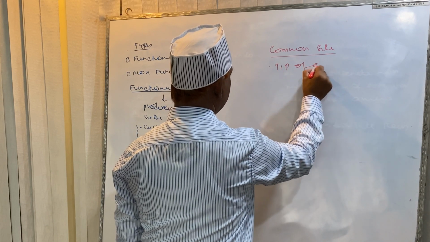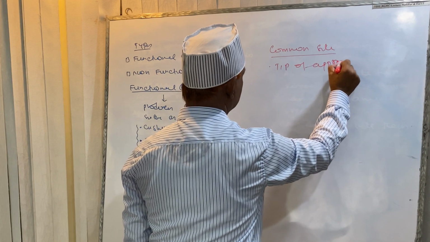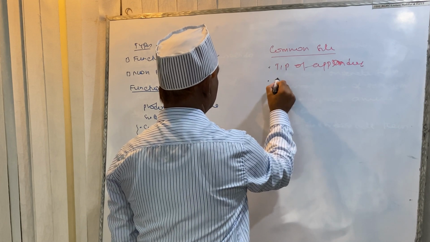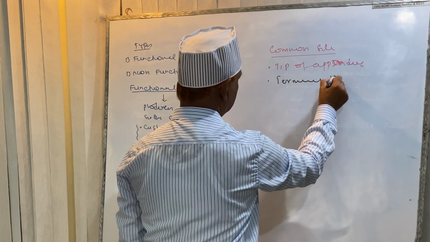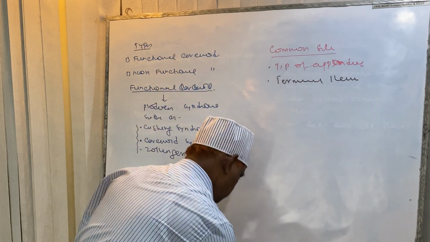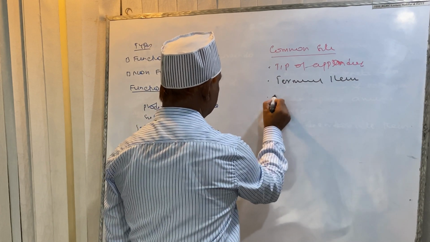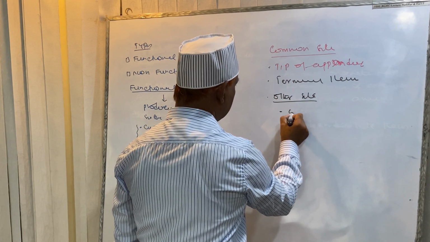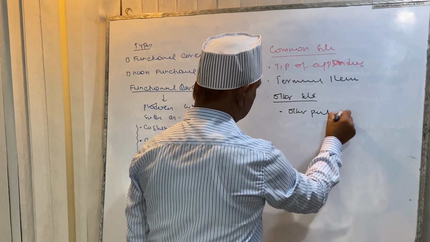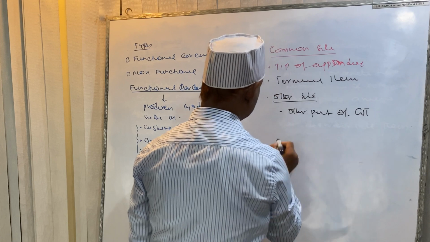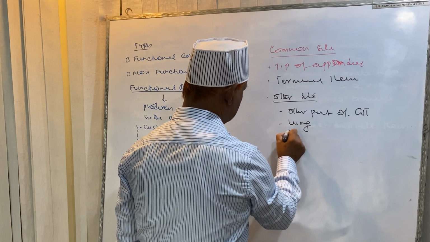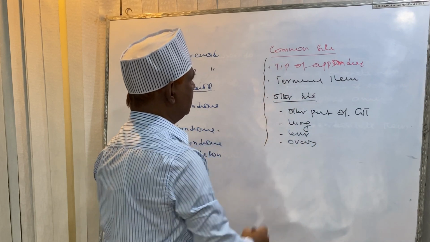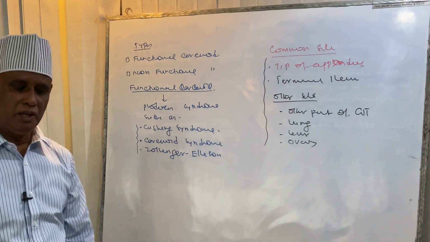Now come to common sites of carcinoid: tip of appendix, terminal ileum, and other sites. Other sites include other parts of the GI tract, lung, liver, ovary. These are the different sites of carcinoid tumor. The most common site is the appendix.